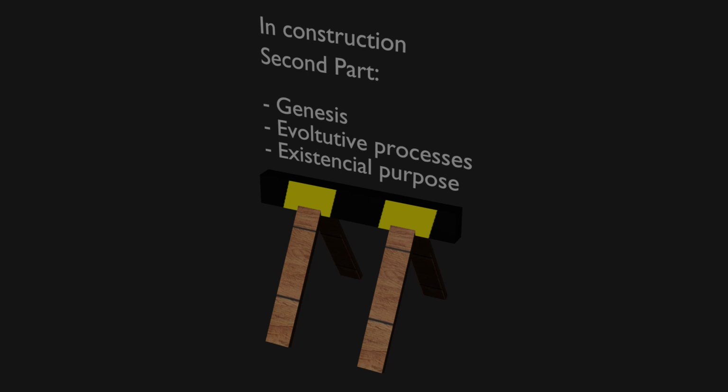In the second part, under construction, some features and conjectures of the n-dimensional energy model theory will be explained. The universe will be analyzed in relation to its genesis, its evolutionary processes, and its existential purpose.